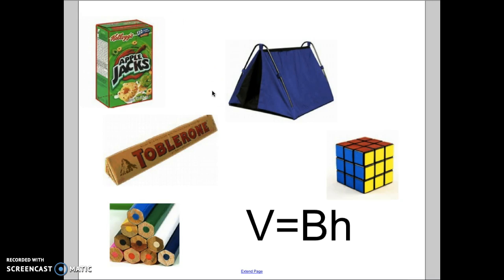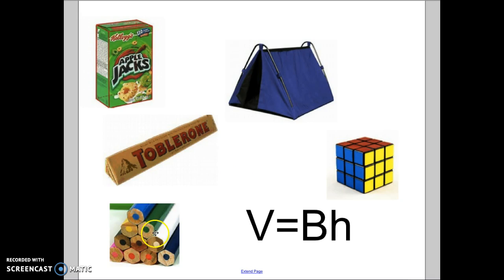Let's talk about prisms first. Prisms are any figure with rectangular sides that have two bases. So here, this Toblerone candy bar has a triangular base here and a triangular base back here and rectangle faces. Here, this Rubik's Cube has square faces on top and bottom and then square or rectangular faces on the sides.